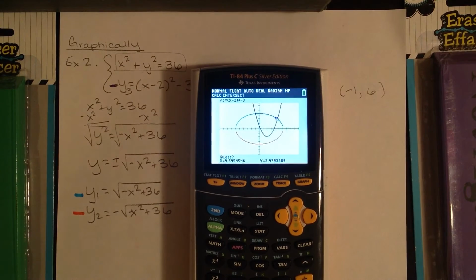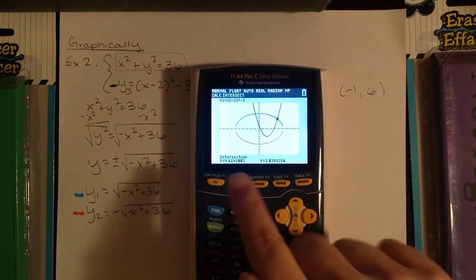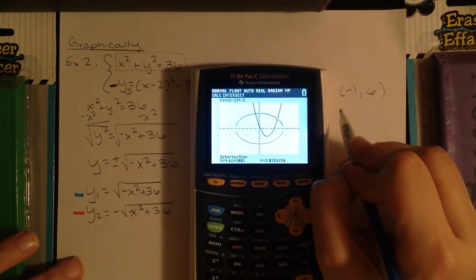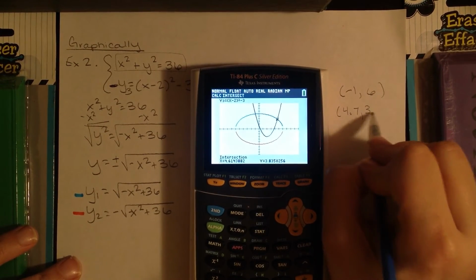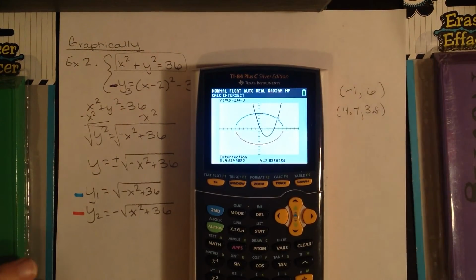It asks you to guess. Yes, I want it to guess. So press enter. So now the intersection is approximately 4.7, 3.8. So there's my 2 intersections.